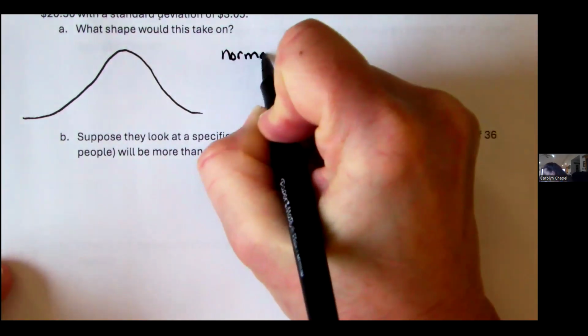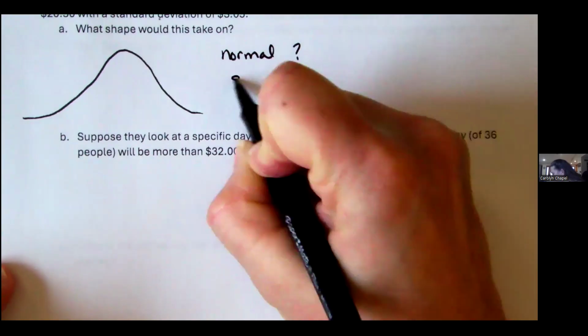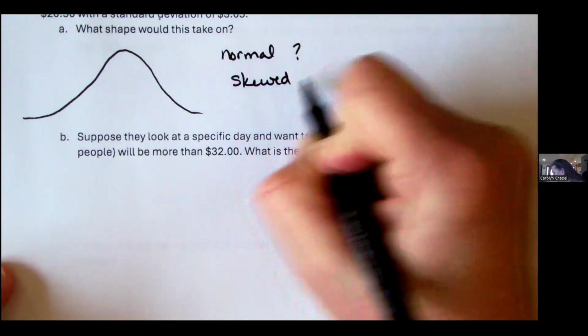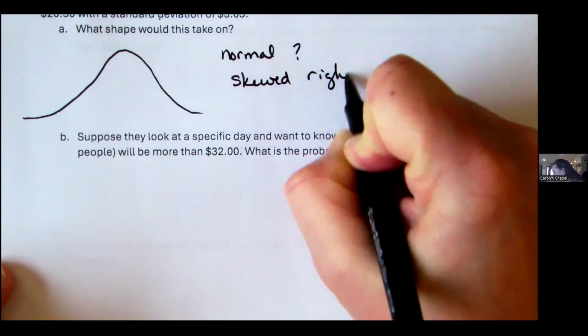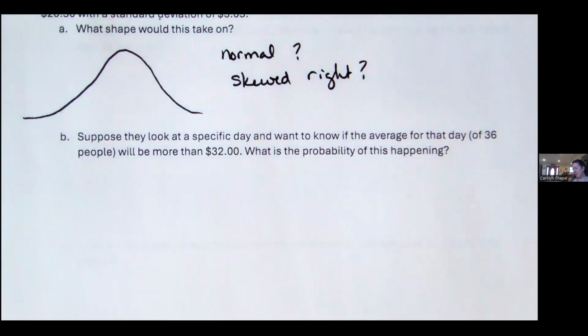So this may be normal. I don't know, maybe skewed to the right. I don't think it's going to be skewed to the left, because based on my shopping habits and what I've seen at shopping stores, I'm thinking it's going to be one of those two, where we see a few on the ends and mostly people in the middle, or maybe skewed more towards the right, where we have those few that are way up there.